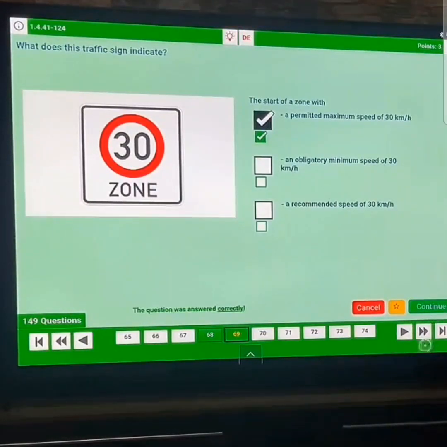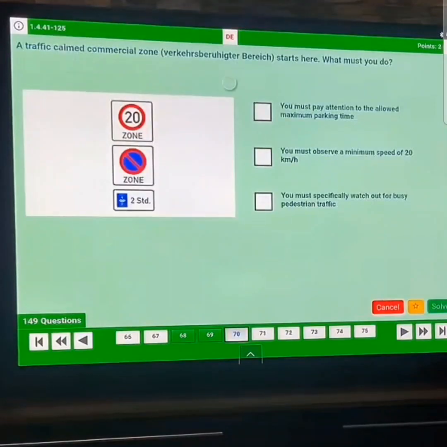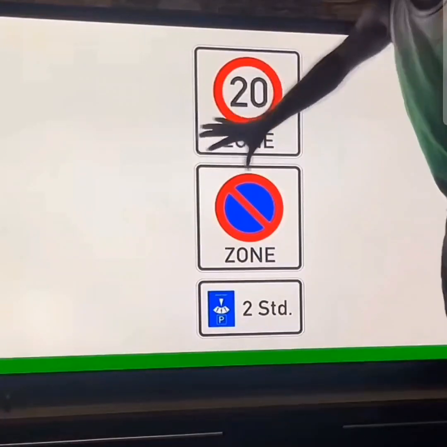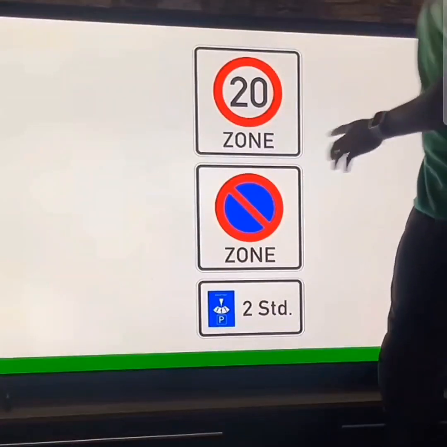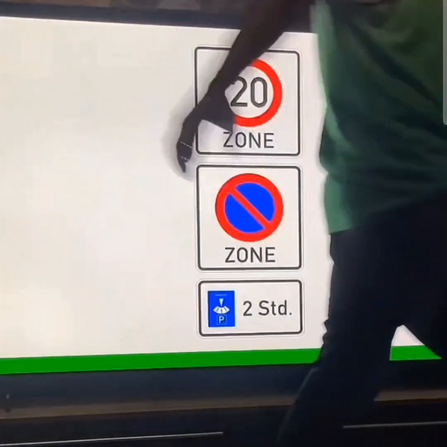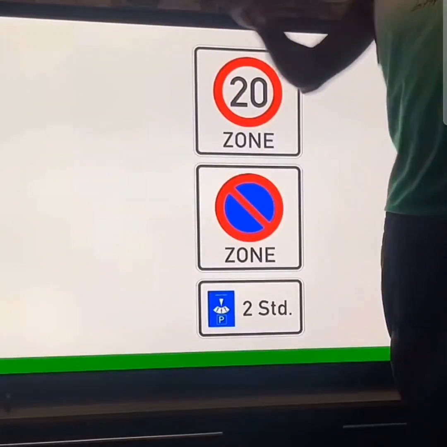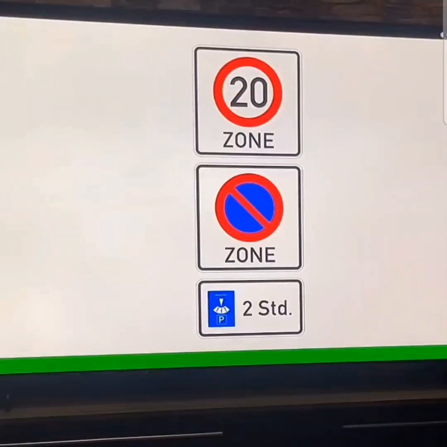You guys take note too. In this zone, you are not allowed to drive more than 20. Don't drive more than 20, because the road is very busy. People pass it here and there, people always pass the road. So you cannot drive more than 20 kilometers per hour.